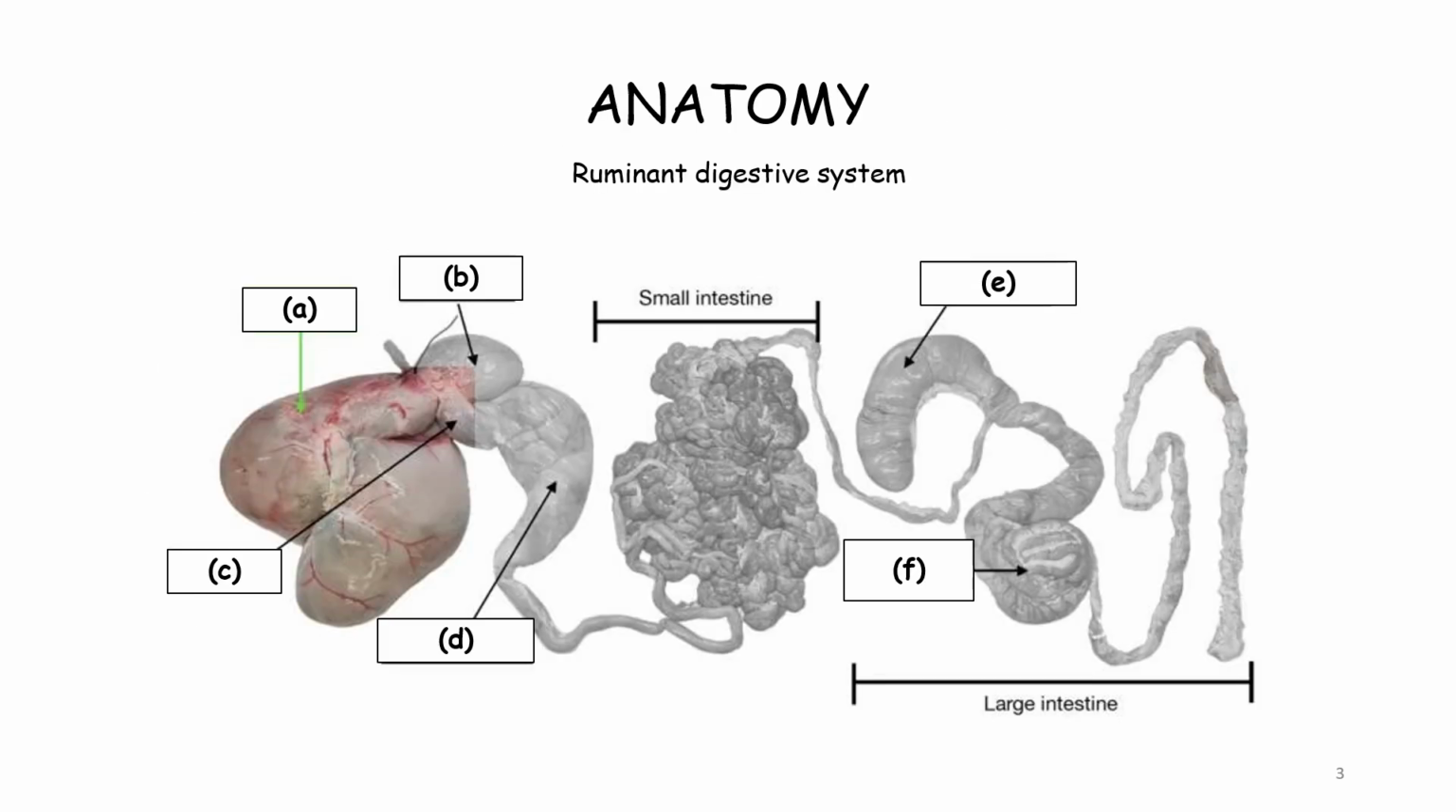This is the anatomy of the ruminant digestive system. As all of you know, ruminants have four stomachs, four compartments. We call them the rumen, reticulum, omasum, and abomasum. After the abomasum, they have the small intestine and then the large intestine. This is the cecum.